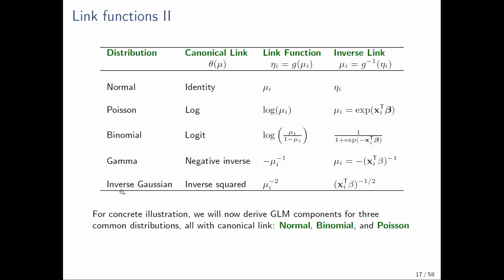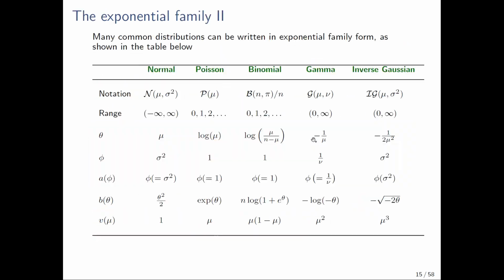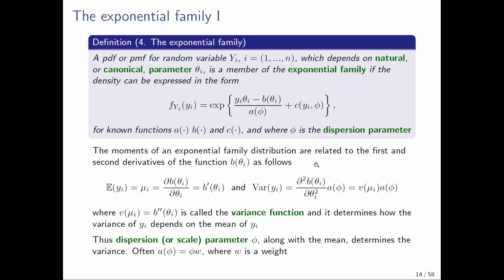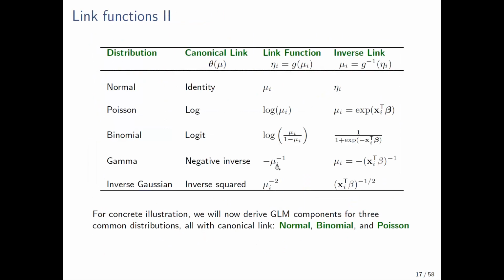So I realise that all of this material can seem quite abstract on first encounter. Actually, if you work through these definitions, plug things into the distribution that we've got shown here, you'll find it's very, very simple. But to make matters concrete, I now want to derive the GLM components for three common distributions, all with canonical link: the normal, the binomial, and the Poisson.